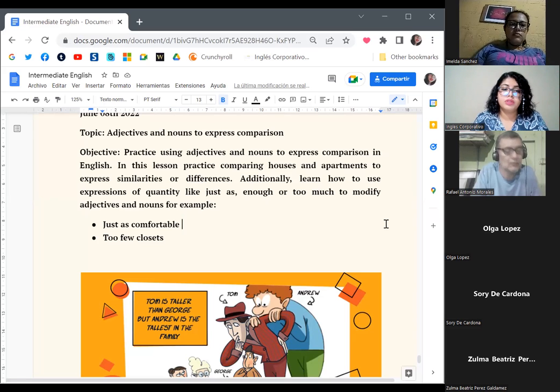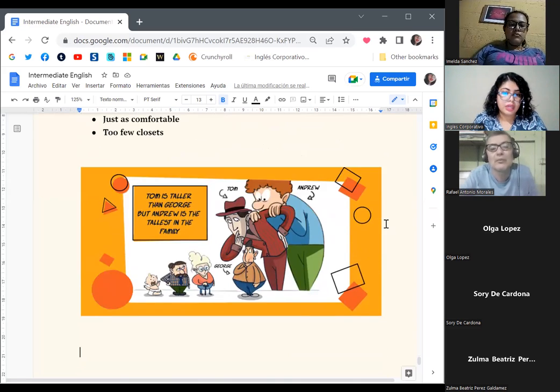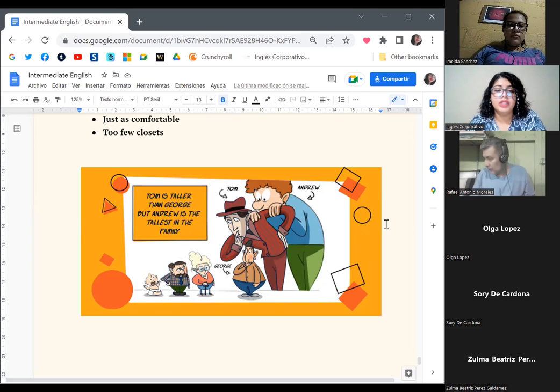So in this case, we are going to talk about comparison adjectives, and we have this image, and we have six people in that photo. So we have Tom, Andrew, and George. Those are the people that we are using for the example. And we have the phrase, Tom is taller than George, but Andrew is the tallest in the family. We have the example in there in which we are going to mark some things.